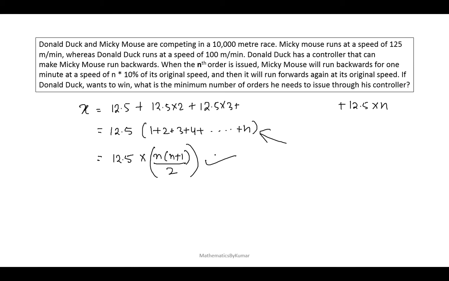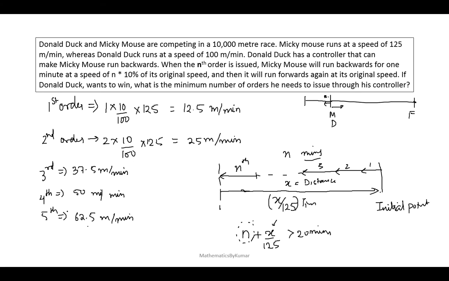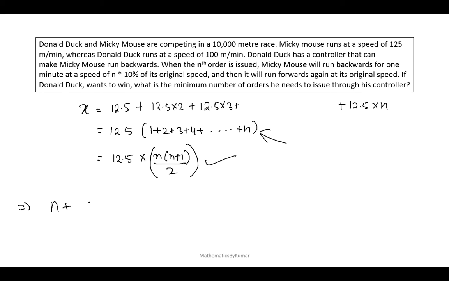This is very useful. If you want to know the proof of this formula, you can tell us in the comments, and we'll share the proof. Now let's come back to the equation we were having. I had n plus x over 125. So my x is 12.5 into n multiplied with n plus 1 over 2. This whole thing divided by 125 should be greater than 20.